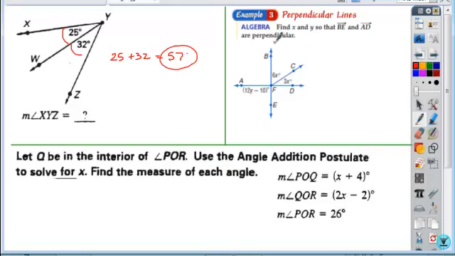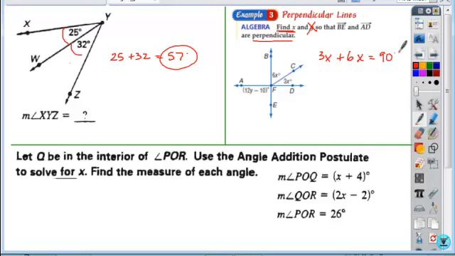Okay, so let's walk through this example 3. In here, let's just find x. We're only going to do the first part of this. Okay, so find x so that ray BE and ray AD are perpendicular to each other. So what do we know that the sum of those parts has to be? For it to be perpendicular, the parts have to add up to 90 degrees, because perpendicular means a right angle.